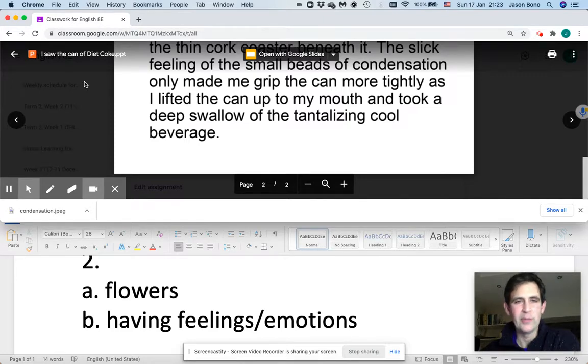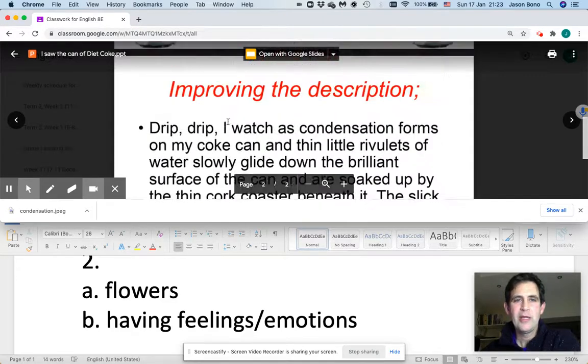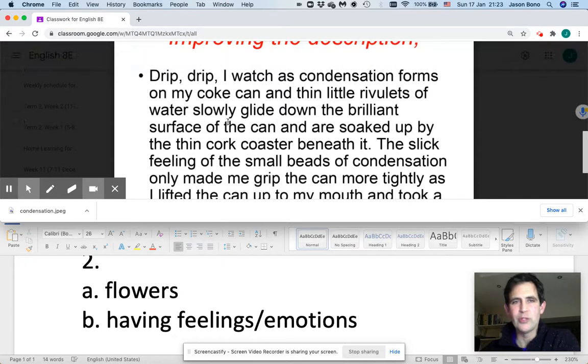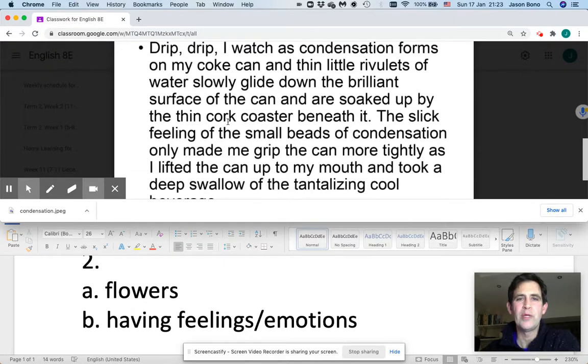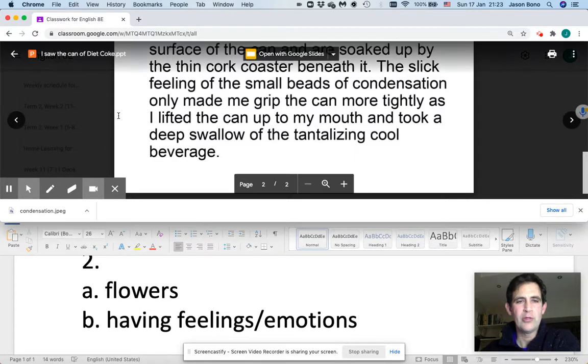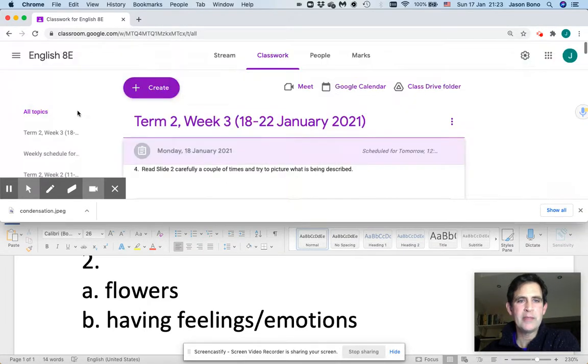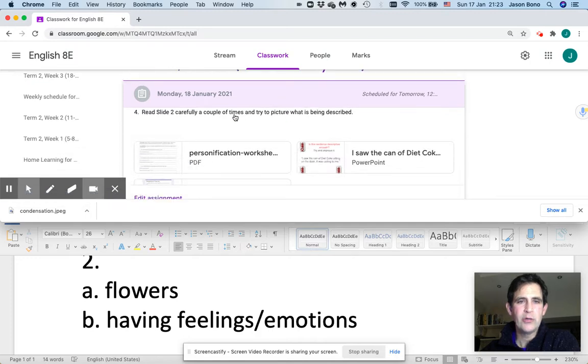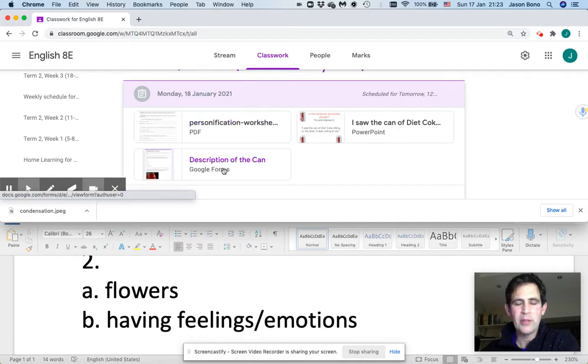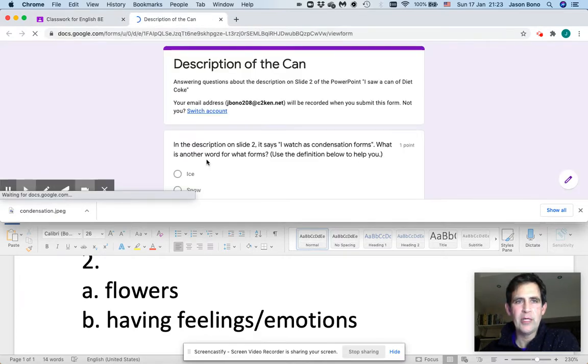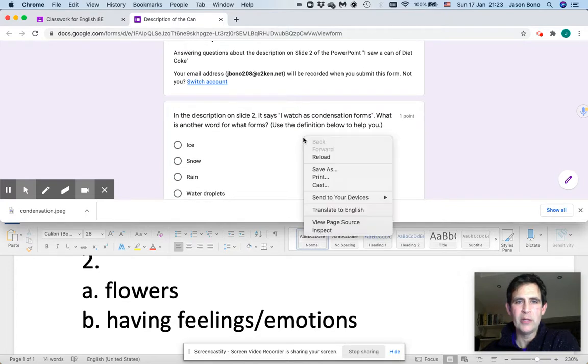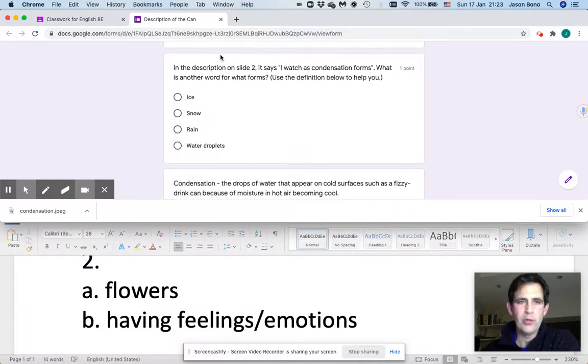I wasn't thirsty before, but I am now, I must say. Now, it's a very close description, as if we're zoomed in on this can of Coke and we can imagine ourselves having a drink. So I'm going to jump back to the task here. We read that slide carefully a couple of times, and then our job is to jump into this form and answer the questions. It's a Google form. It should ask you for your email, or it will automatically register it. It's going to tell you it's a quiz with points, and you'll go through the questions here.